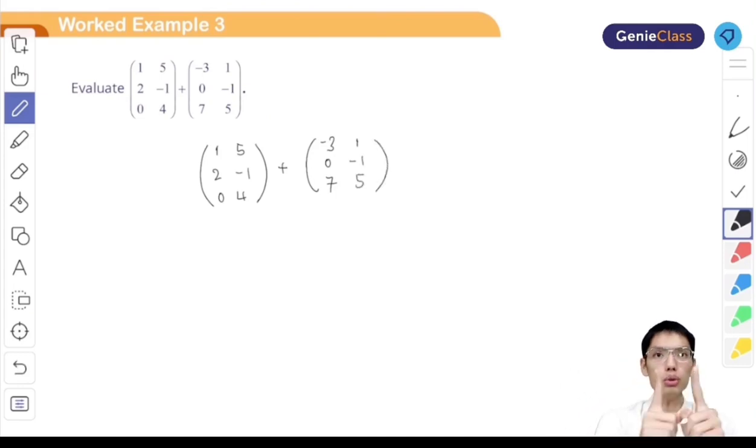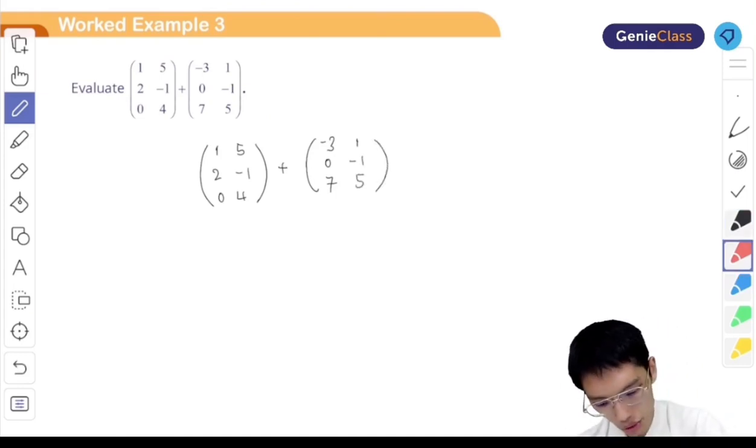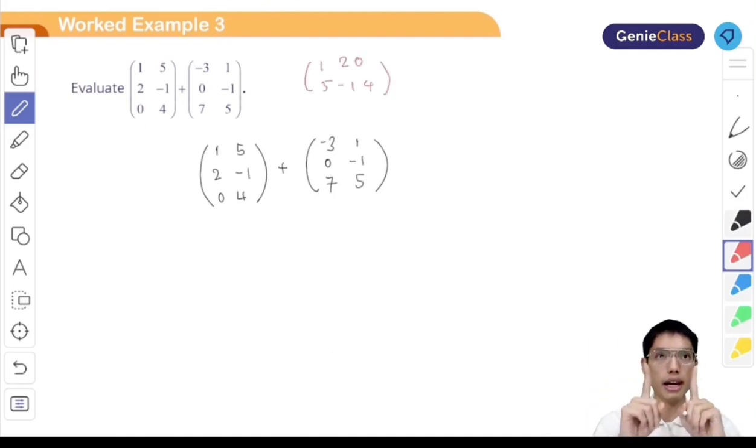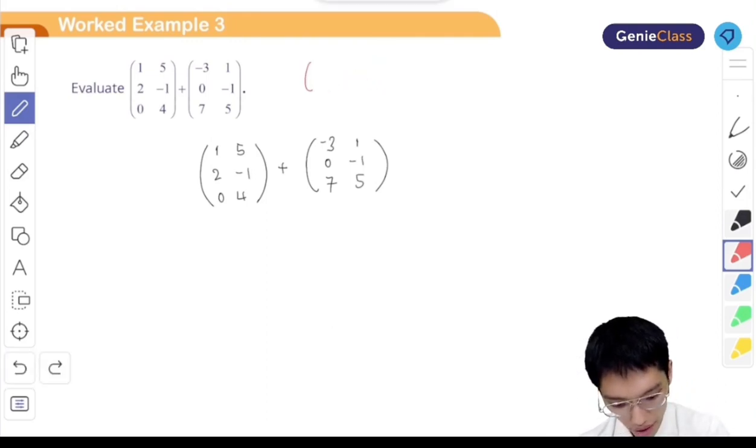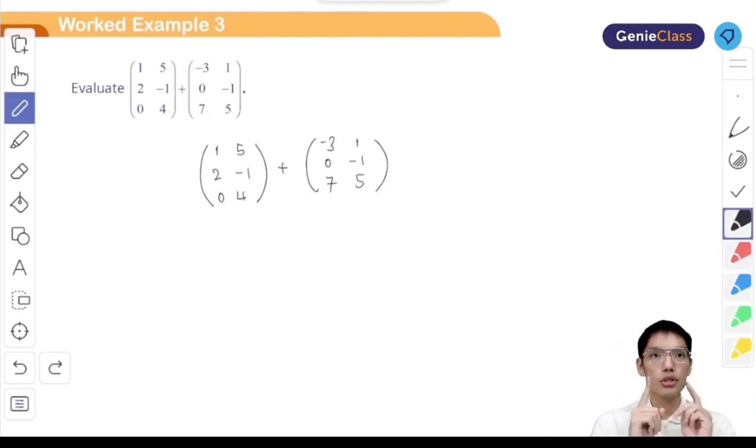Do not, I repeat, do not rewrite my matrix as this. These are two totally different things. Do not write it like this. Write it as it is, which I've written in black over here. All right, guys?